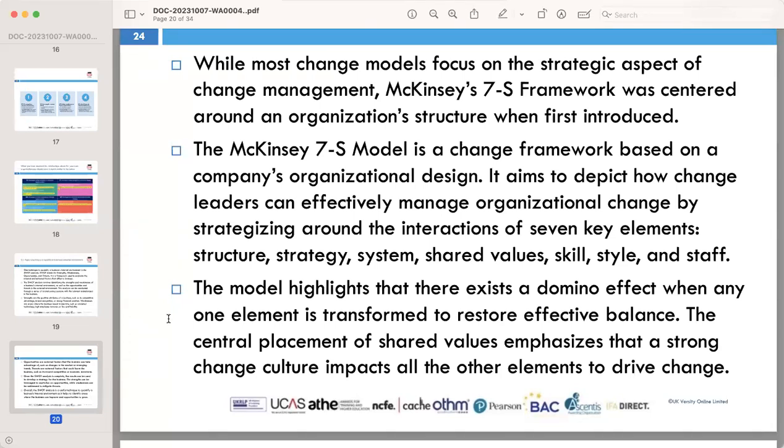The model also highlights that there is a domino effect when any one element is transformed to restore effective balance. The central placement of shared values emphasizes that a strong change culture impacts all the other elements to drive change. Changing one element can set off a domino effect, impacting other elements. Shared values play a central role, influencing all other factors. Any questions or any comments if anyone is there?